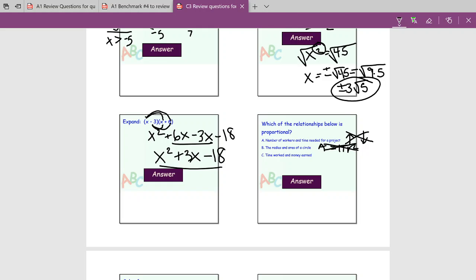C says time to work and money earned. Well, if I get, let's say, $5 for every hour that I work in the yard, for every hour worked, that would mean I would get a total that would be linear and would go through the origin. So C is actually proportional here.